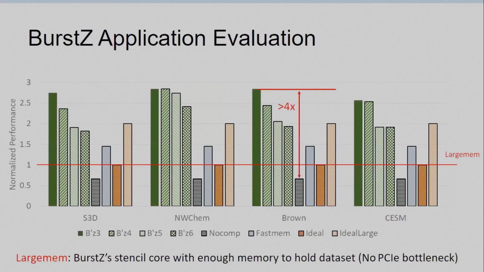Take the brown benchmark for example. Our BurstZ with compression can provide up to 4 times speedup over the no comp configuration. It also provides more than 2.5 times speedup over the ideal configuration. Even compared to the ideal large, our BurstZ with compression still can give us more than 40% performance improvement.